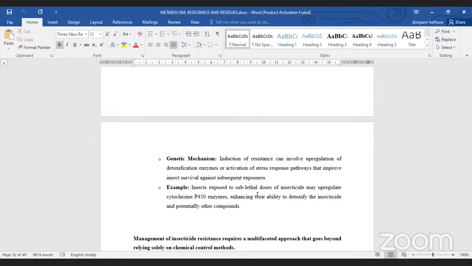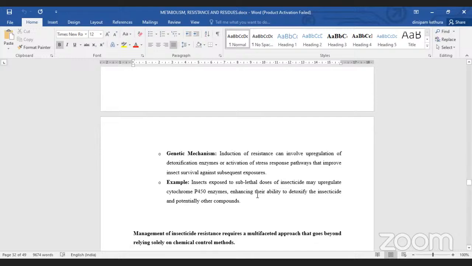All these are a total of 3 different types, where we are talking about the genetic basis of resistance. The first one is cross resistance, the second one is multiple resistance, and the third one is induction of resistance. All these play a major, important role in the genetic basis of resistance.